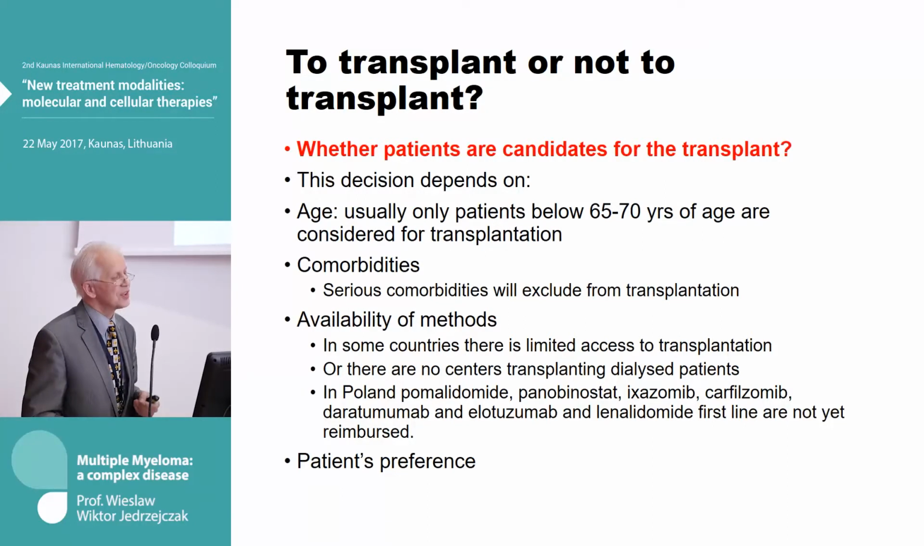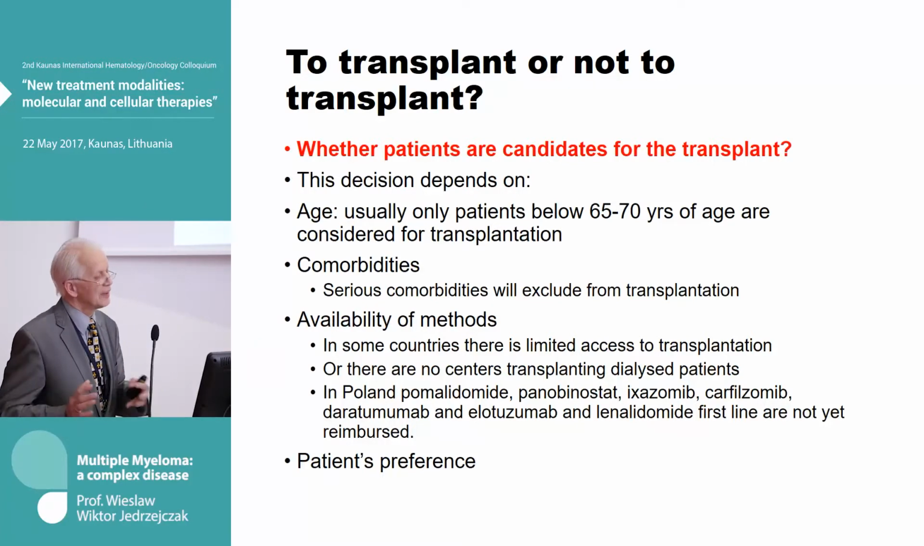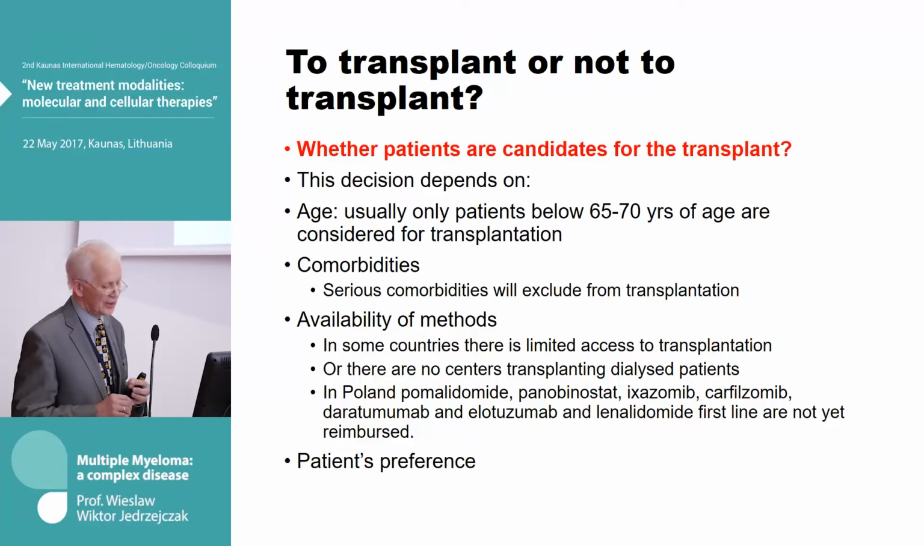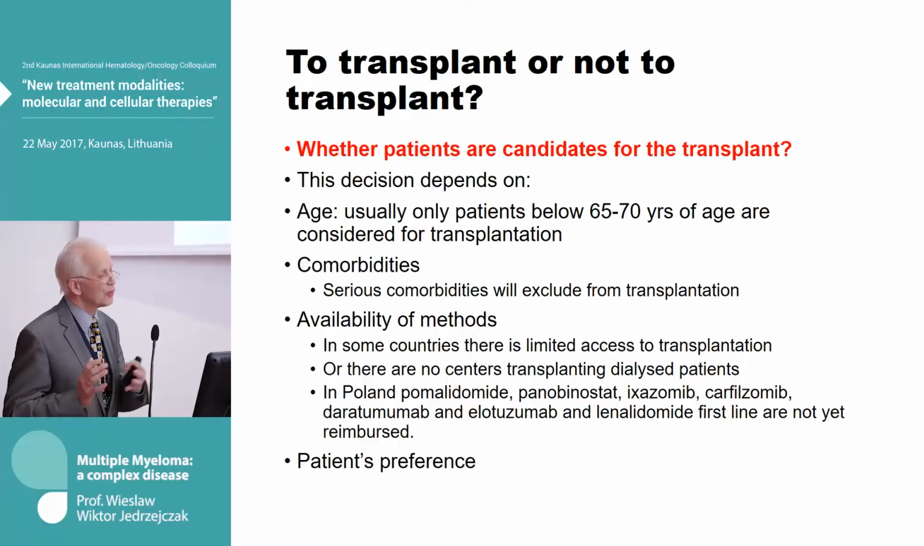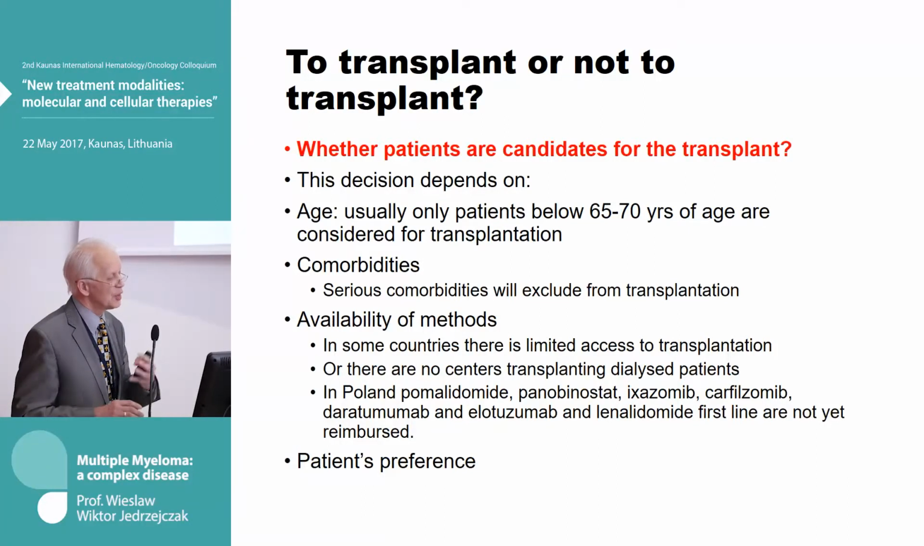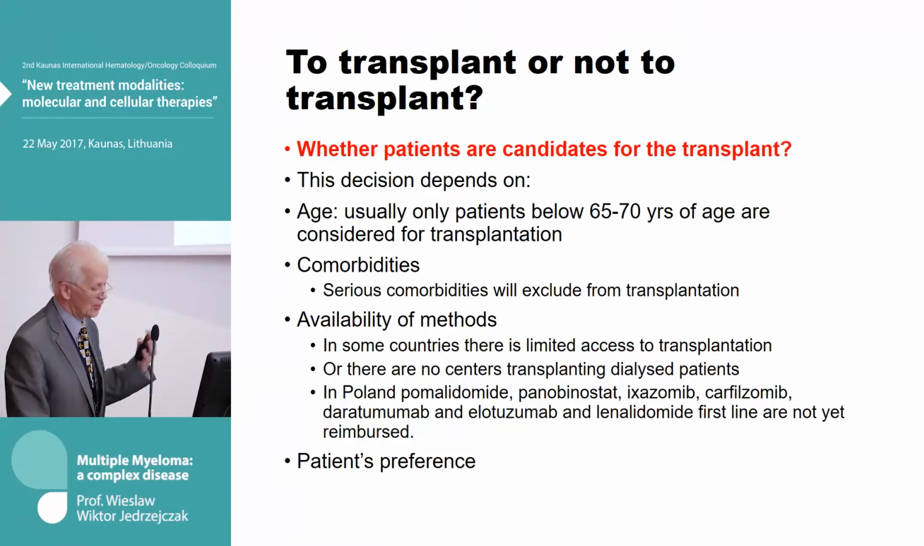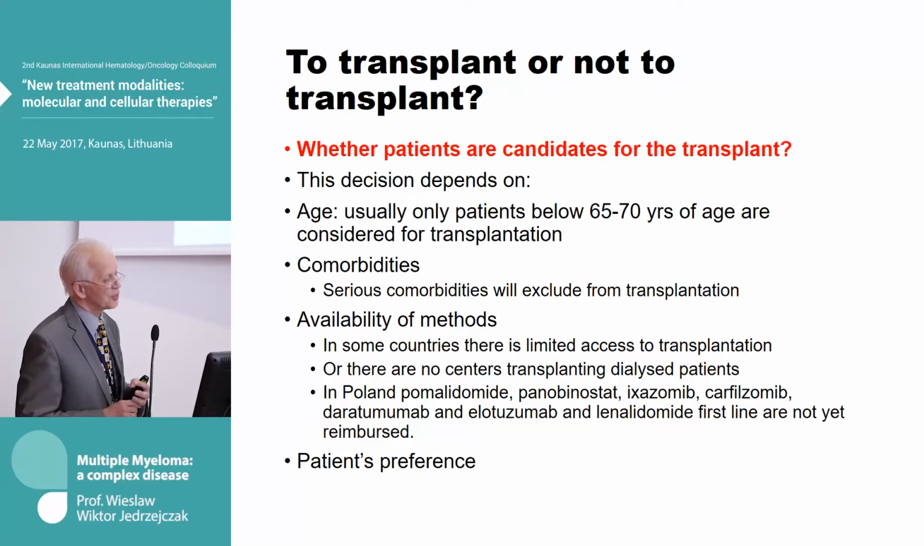Then the next question is to transplant or not to transplant, and of course the decision whether a patient is a candidate for transplant depends largely on age, but age is no longer considered the only parameter over which we judge the decision. Another, probably even more important, are comorbidities; serious heart, renal or liver abnormalities will exclude patients from transplantation. Then, of course, the choice of treatment depends on availability of methods, because in some countries there is limited access to transplantation.